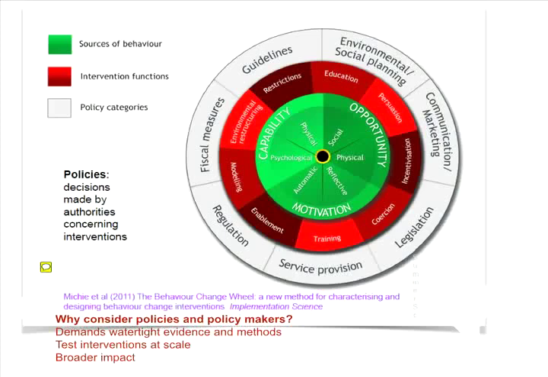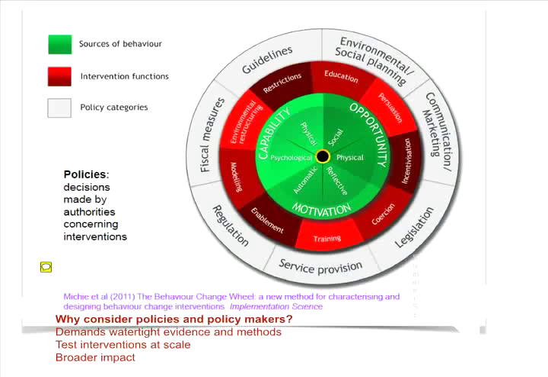As you saw, the intervention functions are in the red level, and the policy categories are in this gray level all the way on the outside. So I'll start up here: environmental and social planning. And again, we'll give definitions in the next slide. Communications and marketing, legislation, service provision, regulation, fiscal measures, and guidelines. And this wheel is meant to rotate. So it's not necessary that the relationships between different levels of the wheel are constant or that there are relationships between every level. But it gives you a concept that as you move outward, you're acting at a different level of the complex system that you're working in to achieve the overall goals of specific behaviors.